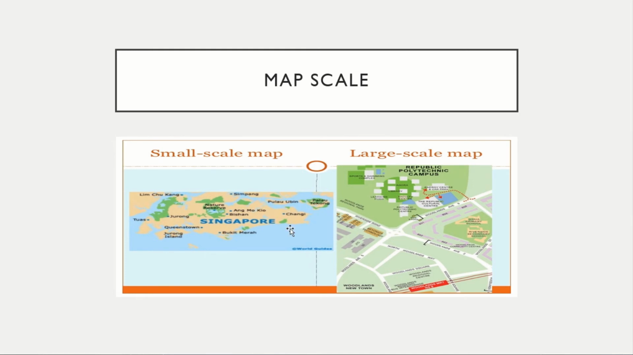Similarly, small scale is the opposite. A small scale map means that you have a large area but less information. For example, you will be finding the major landforms and components on the map, but you will be unable to find the streets and other places like shops and all these things. So the small scale map shows a large area but less information. However, a large scale map shows a small area but detailed information.